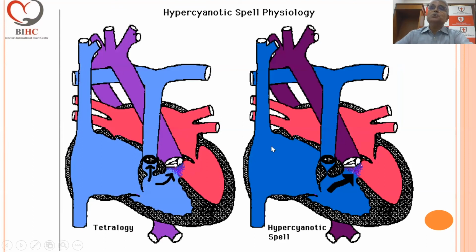If you see this cartoon, here the blue blood is the right heart. This is the VSD. This is the overriding aorta. This is the smallish pulmonary artery with an infundibular obstruction. But there is a good antegrade flow here. Look at this image. The two sides of the infundibulum, the muscular obstruction, they are kissing each other. There's hardly any antegrade flow. There is more flow into the aorta. That is what happens during a spell.